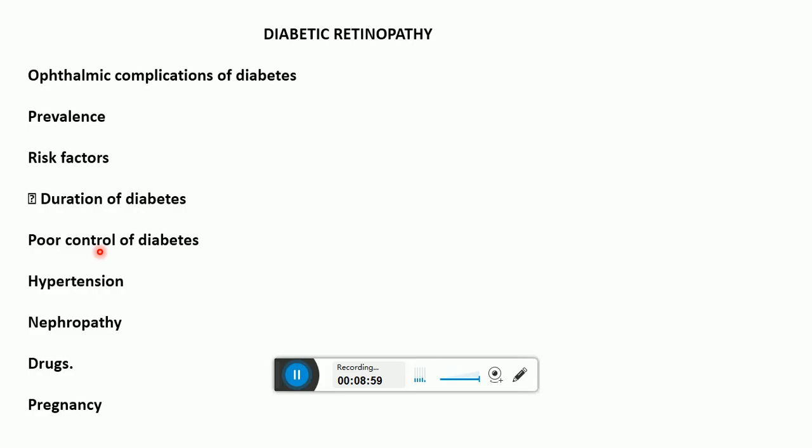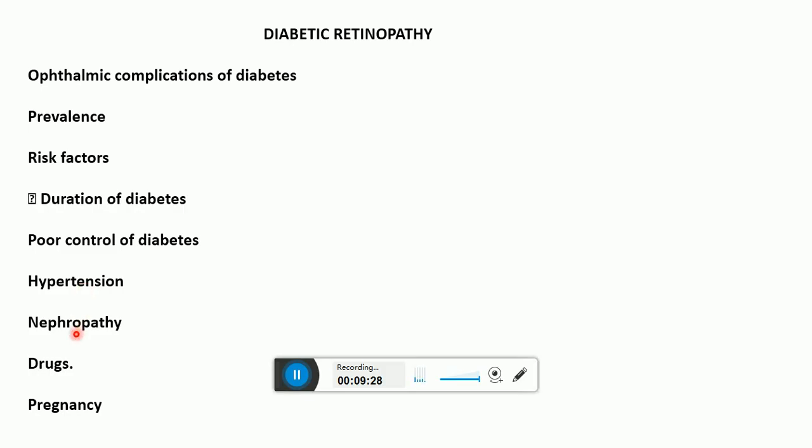In people with advanced retinopathy, even the most rigorous control of blood glucose may not prevent progression. Hypertension is very common in those with type 2 diabetes and should be rigorously controlled to less than 140 by 80 mm of mercury. Tight control of blood pressure appears to be particularly beneficial in type 2 diabetes with maculopathy.